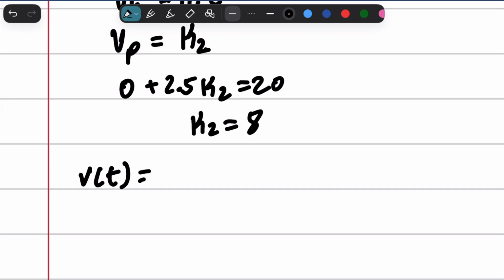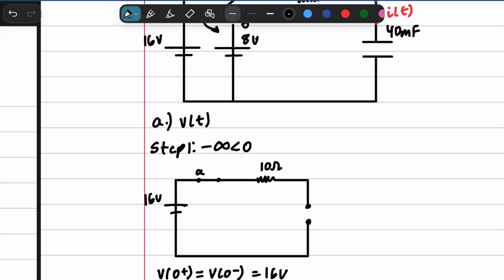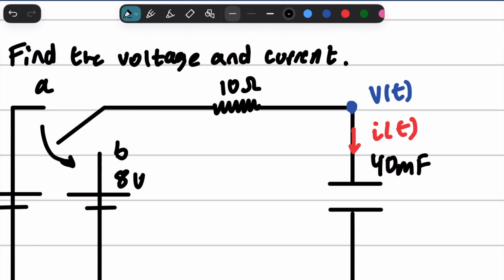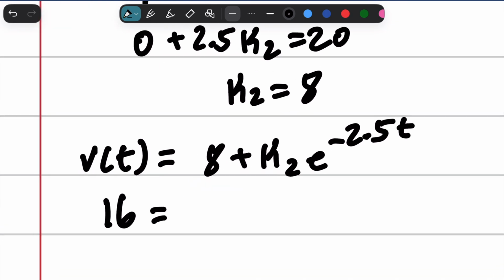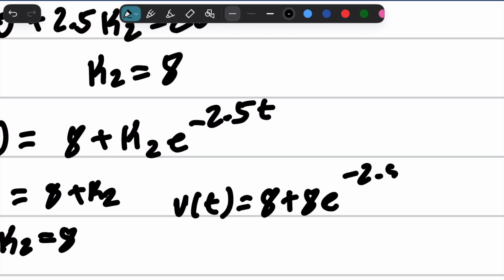So our full voltage is defined by 8 plus k2 e to the negative 2.5t, and our initial condition was 16 volts. That's what this original battery was charging this capacitor with. So we've got a 16 volt kick equals 8 plus k2. K2 is just equal to 8, and so V of t is equal to 8 plus 8 e to the negative 2.5t.